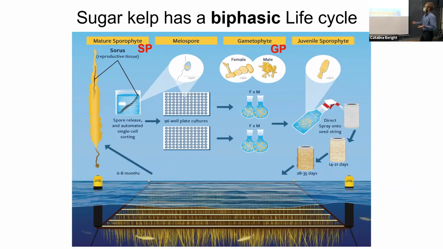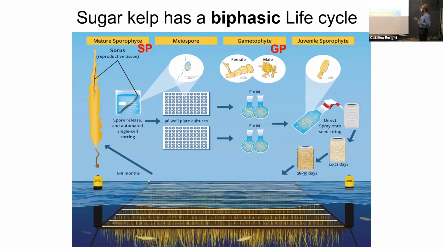The kelp that you see along the shore is a large diploid individual. It has reproductive tissue, sorus. From there, you can express meiospores that can be sorted into 96-well plates. These can grow up into gametophytes, which are haploid, so diploid, haploid. They are either male or female. You can increase the amount of tissue of any given haploid just by breaking up these clumps, and they regrow. And you can cross them simply by mixing vials that have a female and a male together.